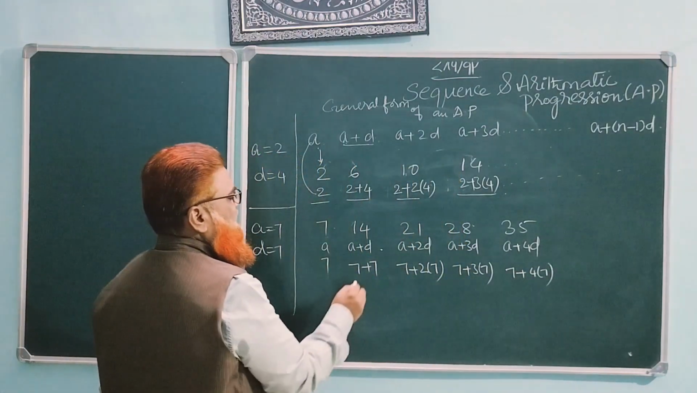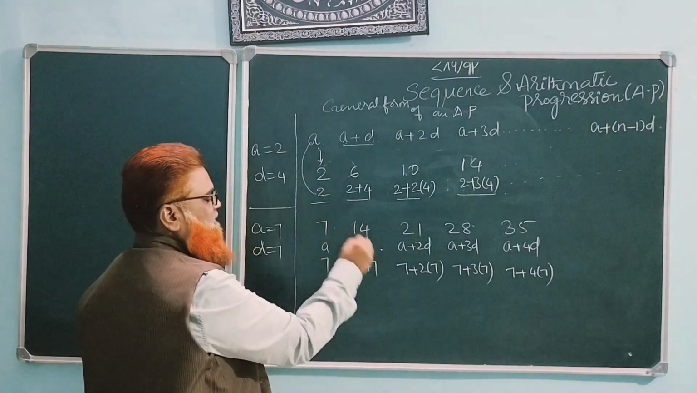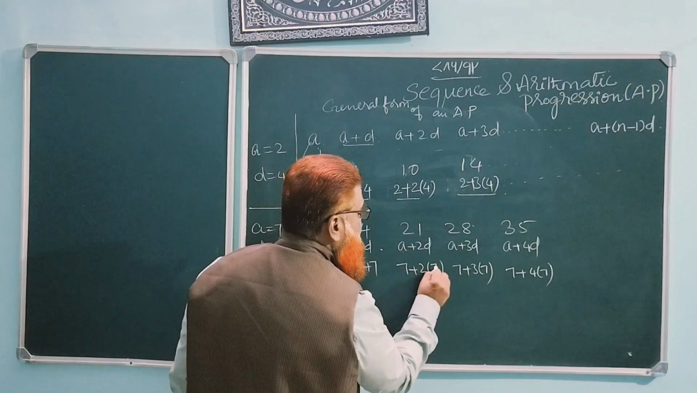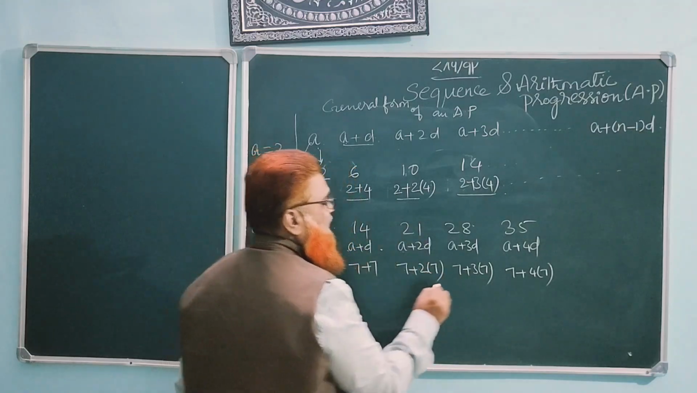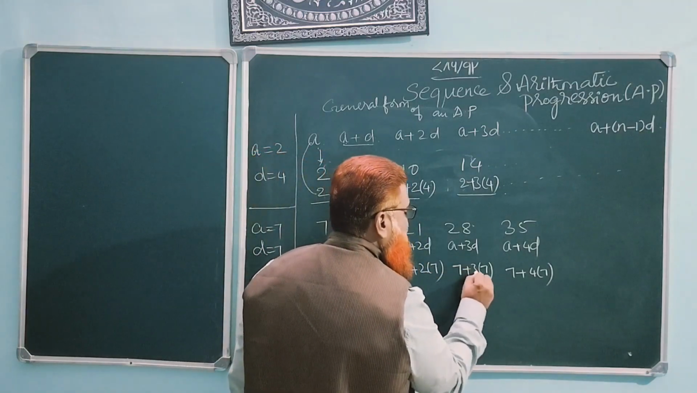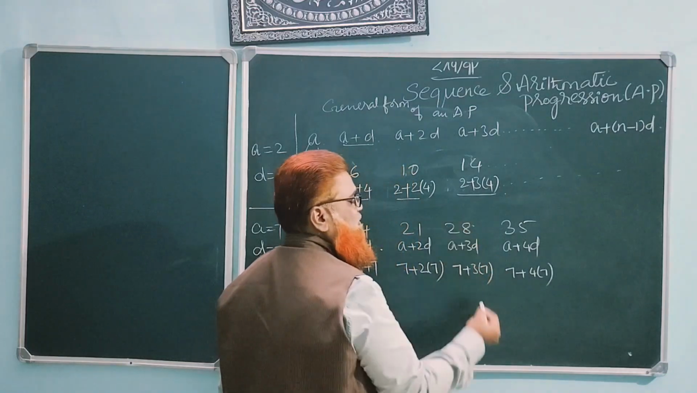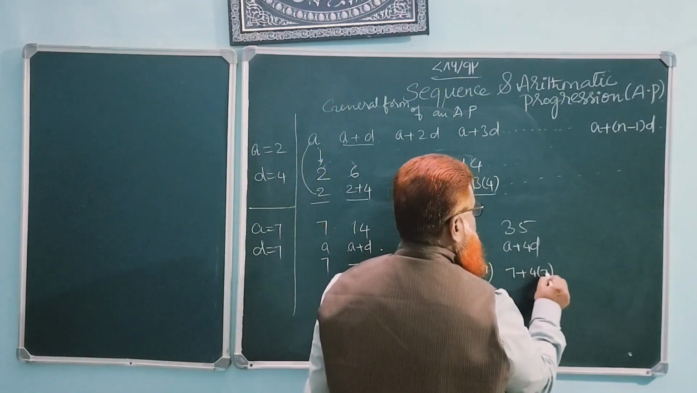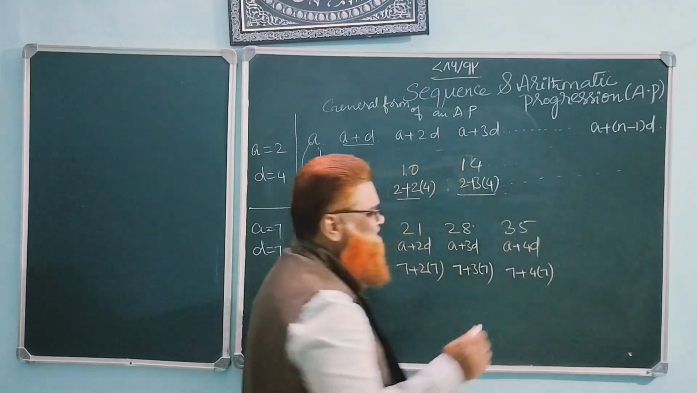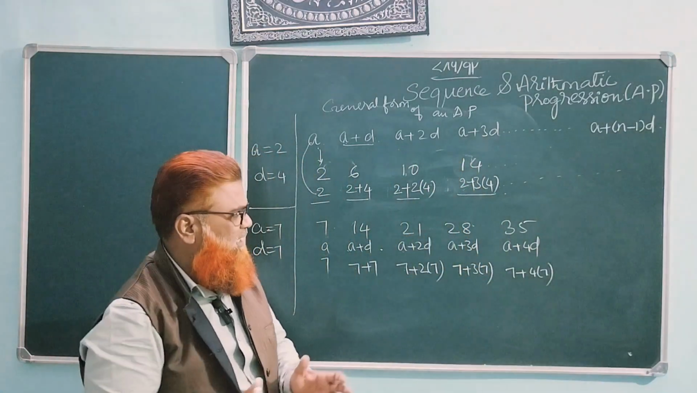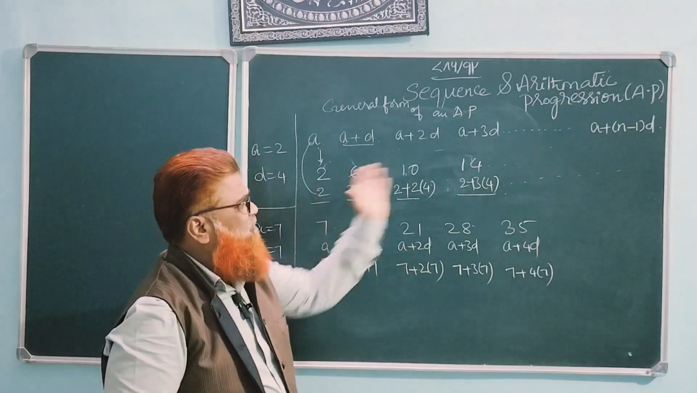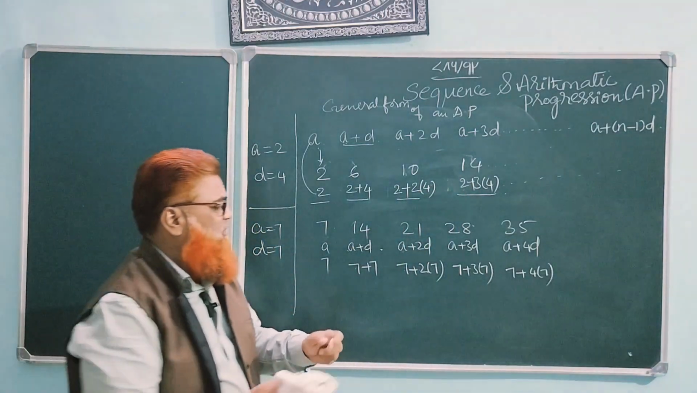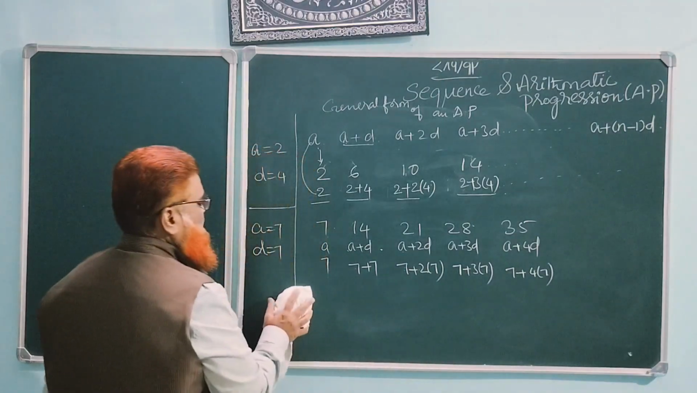A is equal to 7. A plus d, 7 plus 7 is 14. And a plus 2d, 7 plus 2 into 7, 14 plus 7 is 21. A plus 3d, 7 plus 3 into 7, 21 plus 7 is 28, and a plus 4d, 7 plus 4 into 7, that is 28 plus 7 is 35. This is the way that we are going to write the general form. I hope you understand well what the general form is and how we are going to write this one.